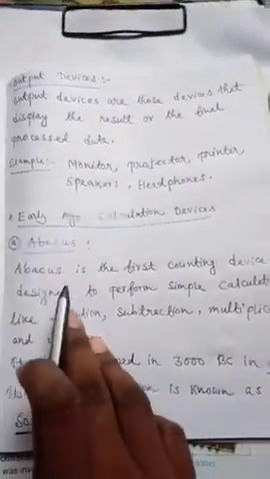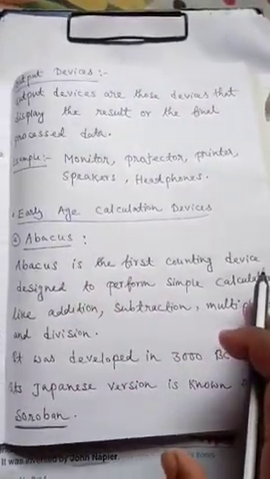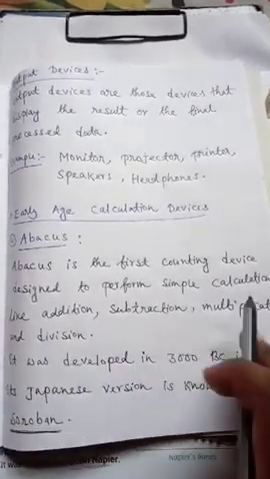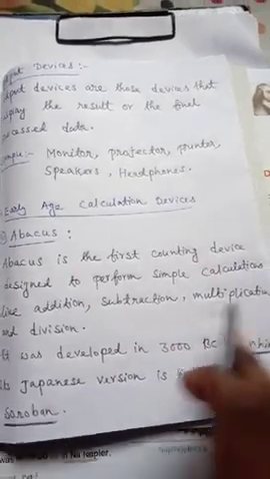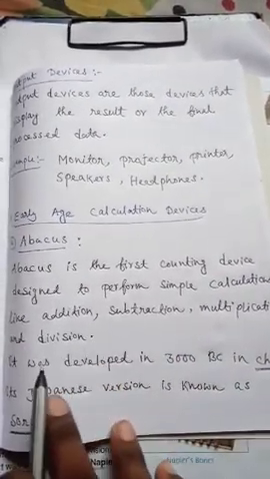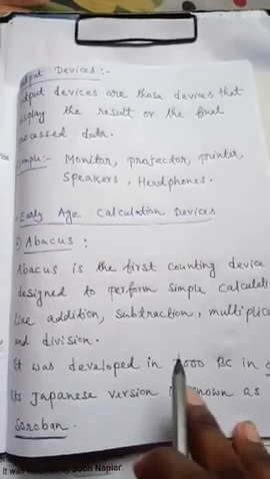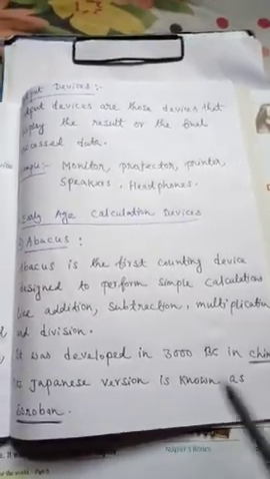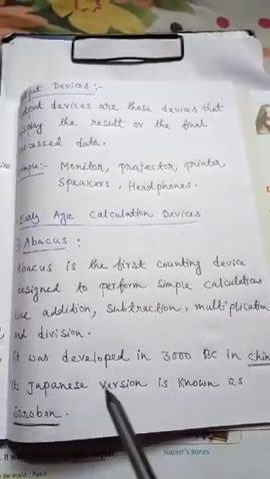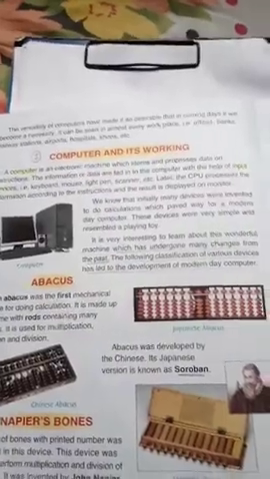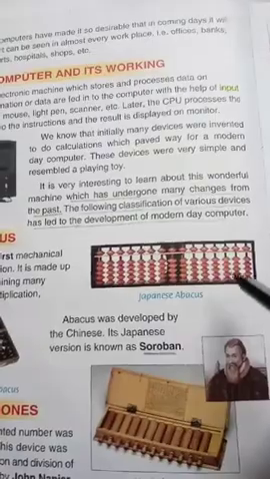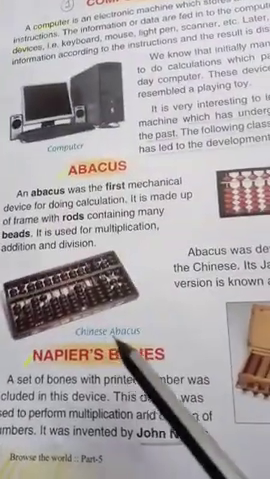Abacus. Abacus is the first calculating device designed to perform simple calculations like addition, subtraction, multiplication and division. It was developed in 3000 BC in China. Its Japanese version is known as Soroban. And the picture of abacus you can see. This is the Japanese abacus and this is the Chinese abacus.